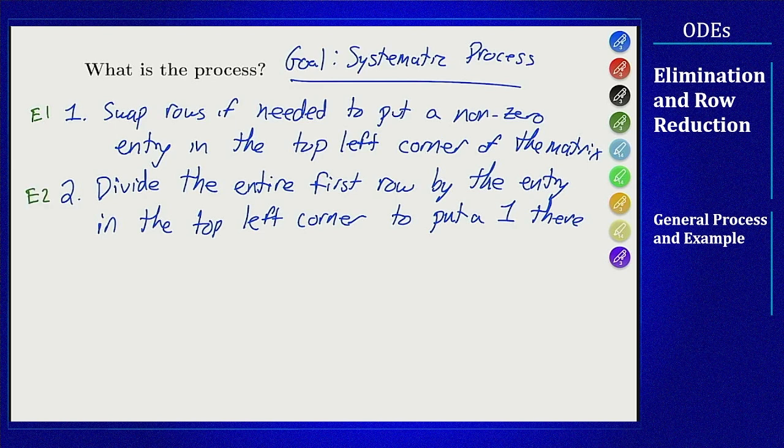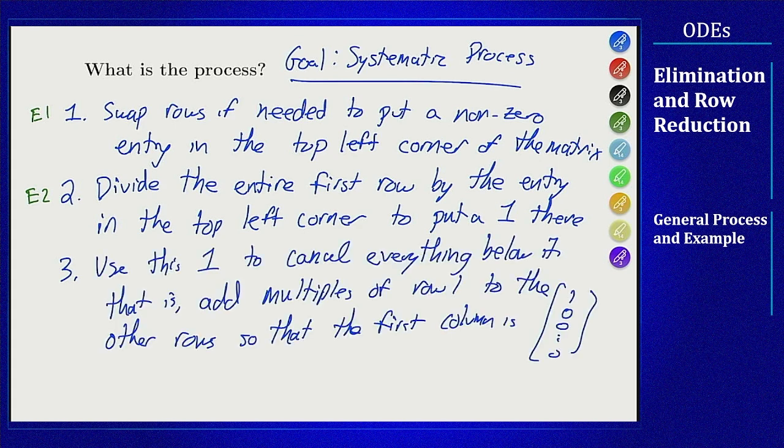And this ties to operation E2, allowing us to divide or multiply an entire row by any constant. The third step is to use that 1 in that top left entry to cancel out everything below it so that that first column is now 1, 0, 0, 0, 0. And to do that, we are going to add or subtract copies of row 1 to each of the rows beneath it to make those entries be 0. And this comes from operation E3, which allows us to add multiples of any row to any other row.